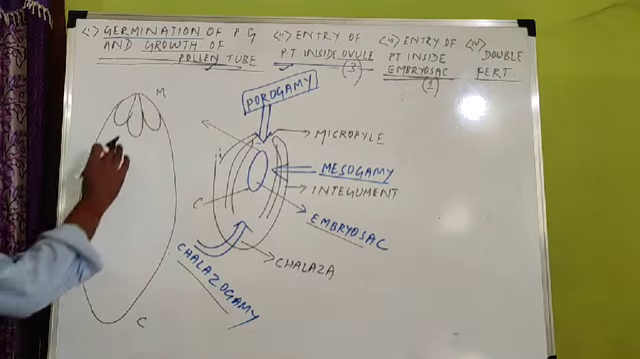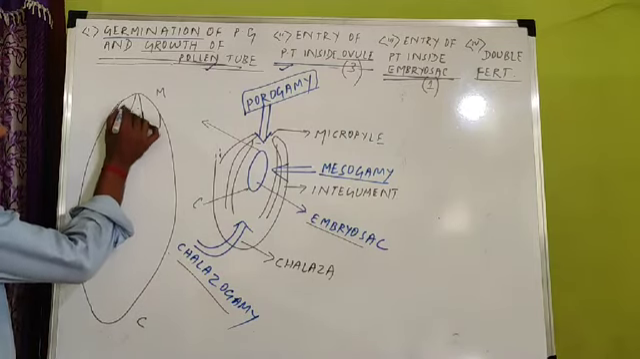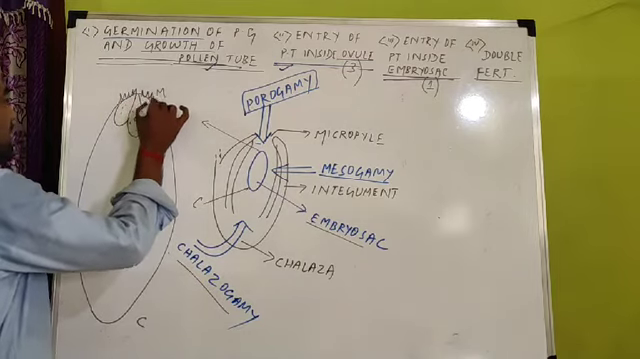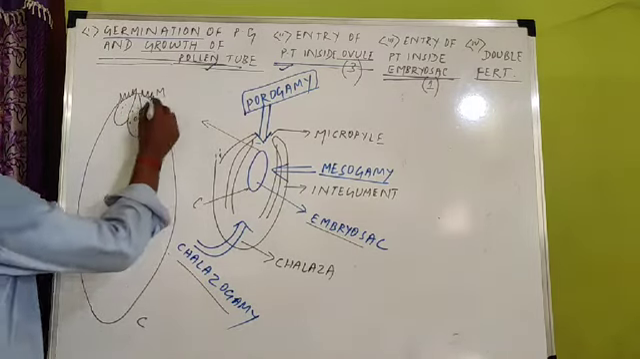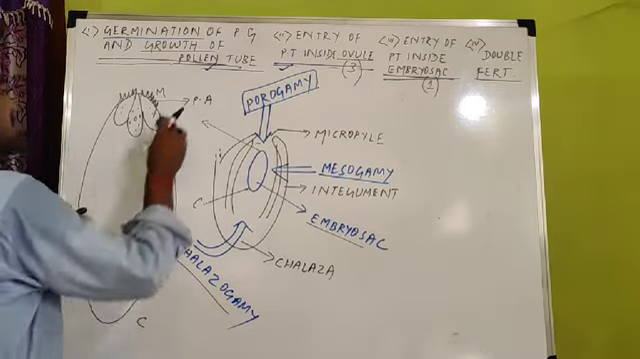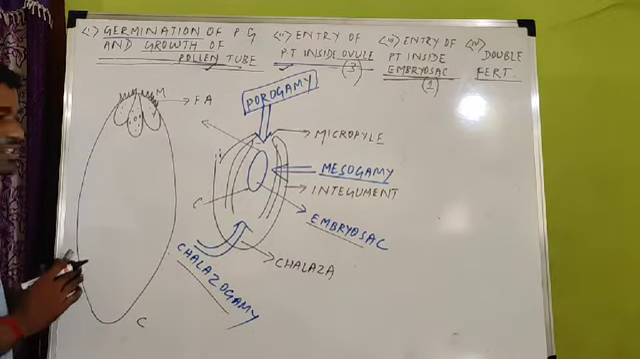3 cells. What are the 3 cells? One is called the egg cell and 2 synergids. These are the 2 synergids. And the synergid contains a filiform apparatus. All of you know, this is the filiform apparatus. And the filiform apparatus is the only characteristic of synergid.